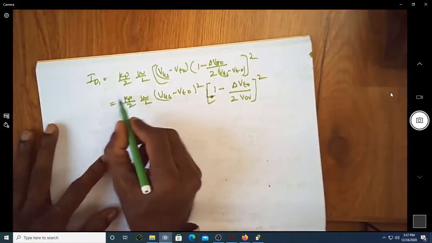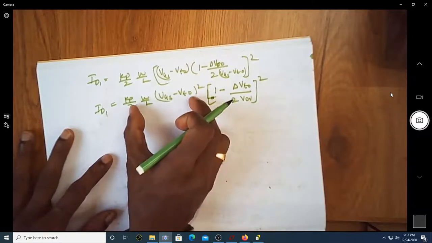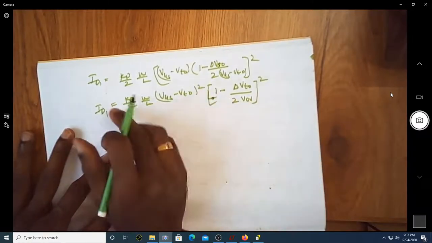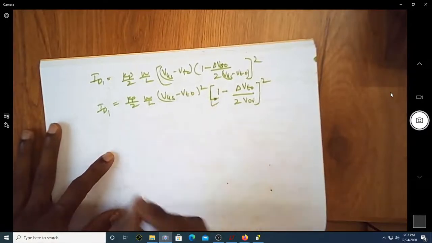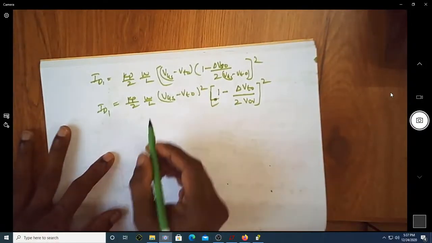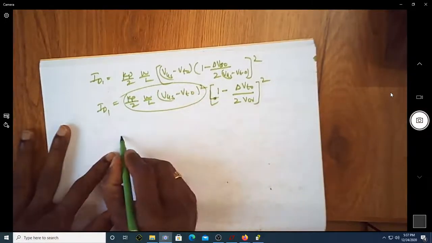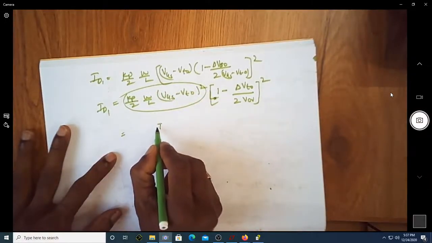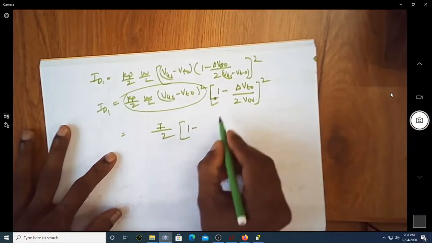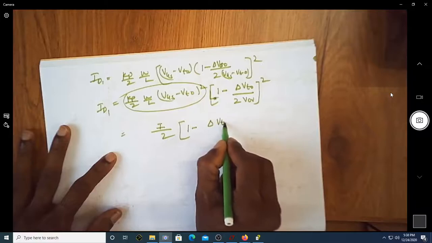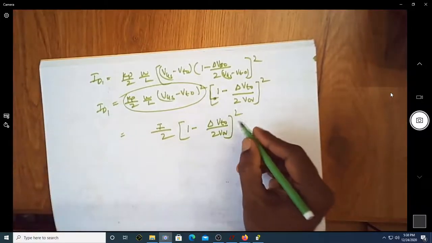Now if this is my ID1, this was the current that was flowing through the MOSFET if there was no variation in the values of VTO. So this current is equal to half of the tail current. So this can now be replaced by I/2 into (1 minus delta VTO by 2 VOV) whole square.